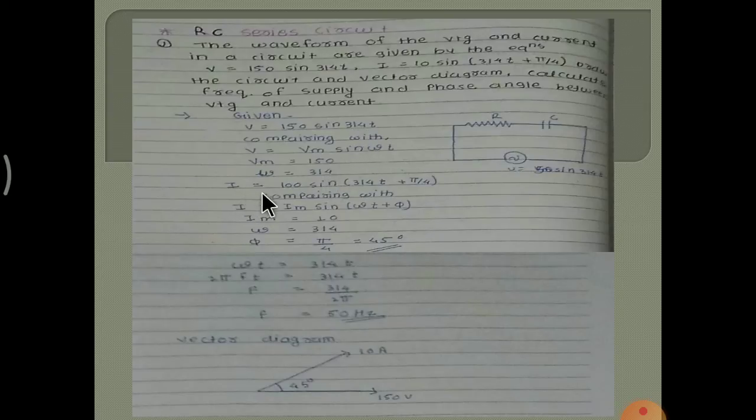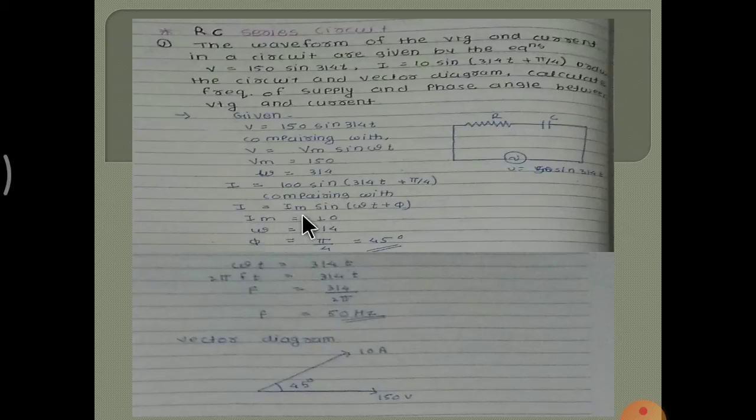This is the current equation, 100 sin 314 t plus pi by 4. This equation is compared with I equal to Im sin omega t plus phi, which is the equation of the current waveform of the RC series circuit.